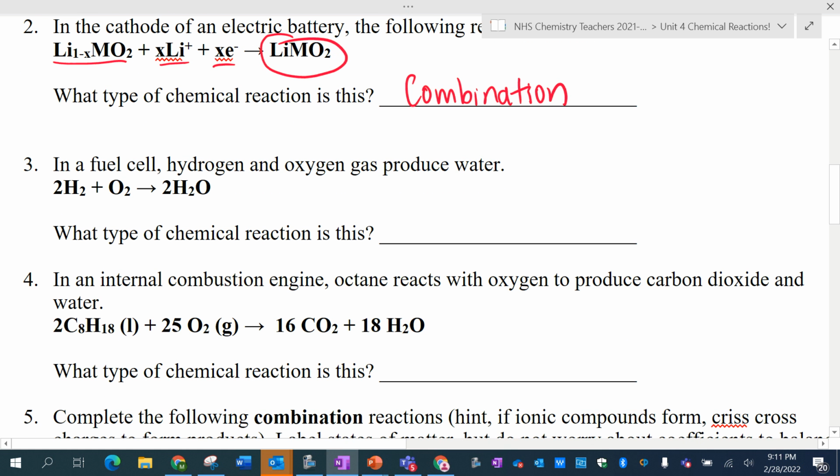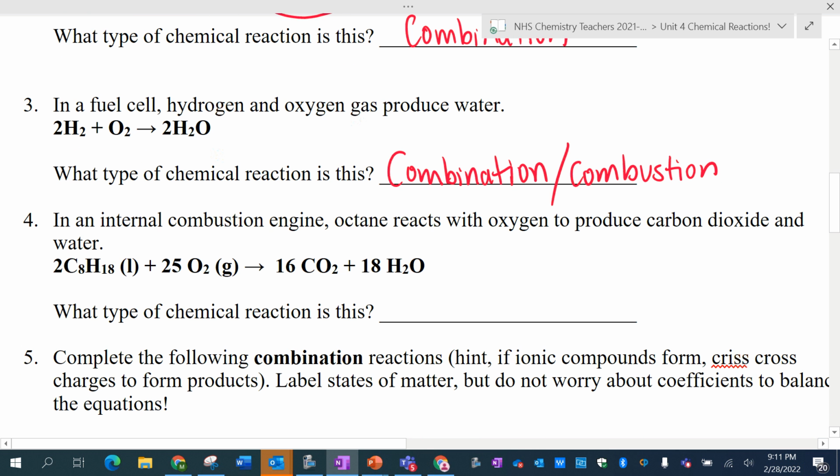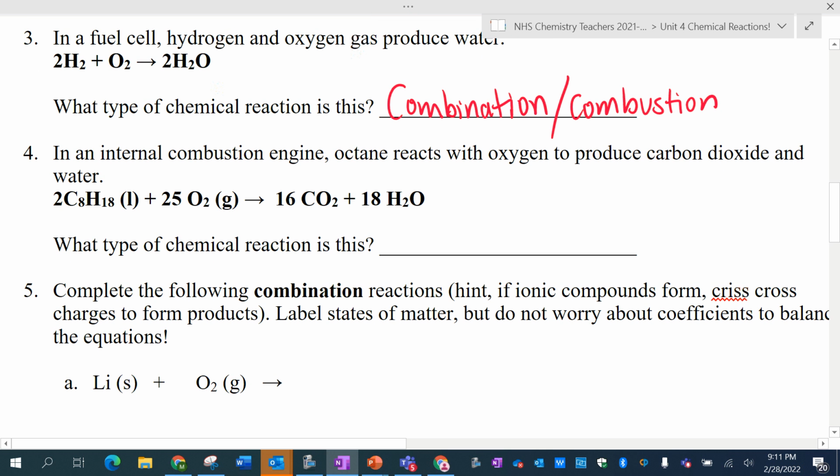Here is a little bit of a tricky one because technically this is also a combustion reaction. It's just a very simple form of it. I would accept combination as an answer or combustion. And in an internal combustion engine, octane reacts with oxygen to produce carbon dioxide and water. This is definitely a combustion reaction.